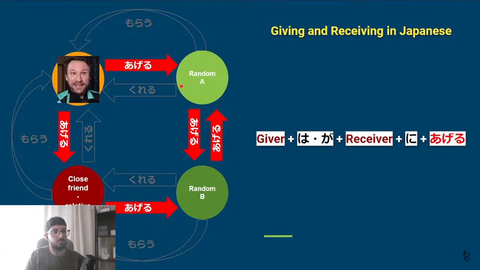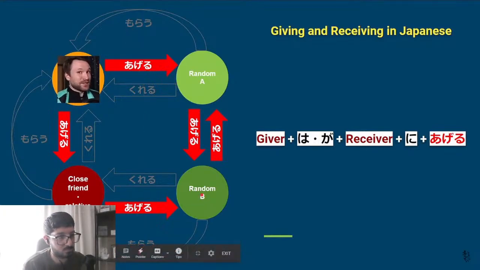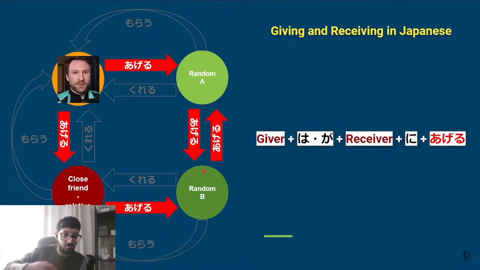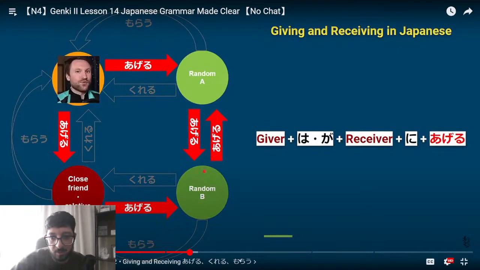Random A ni ageru, right? Now, if my close friend gives something to someone else, someone random, or even to another family member, close friend wa random B ni ageru, right? Now, if random person A and random person B are giving stuff back and forth to each other, we use ageru, only ageru, just random people that we don't know. So yeah, we are doing ageru kureru again. I think I know ageru kureru.